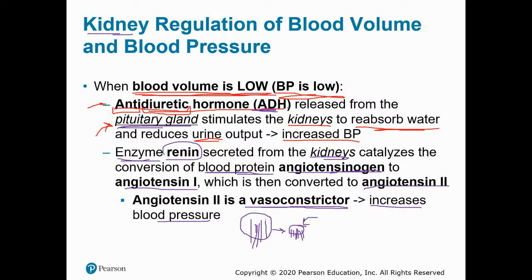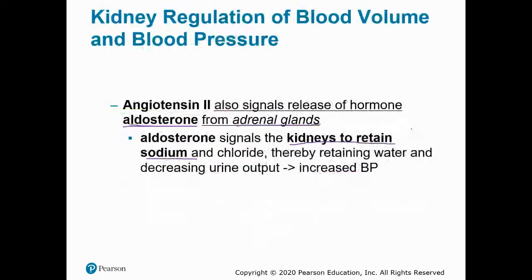assuming ADH has been active, the kidneys are already reabsorbing more water. And now aldosterone is telling the kidneys to also retain more sodium and chloride. We haven't quite talked about this yet, but the water is going to follow these ions. So as the kidneys reabsorb more sodium and chloride, they're going to reabsorb more water, which again decreases urine output, puts more water back in the blood, increases blood volume, and increases blood pressure.